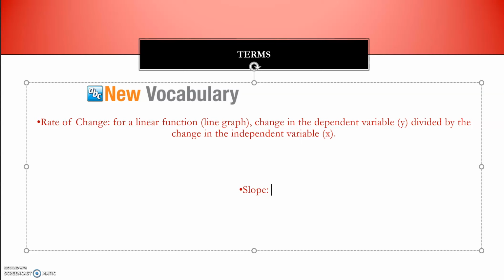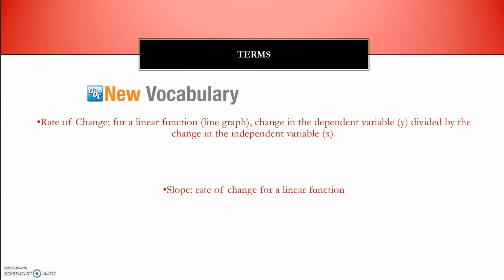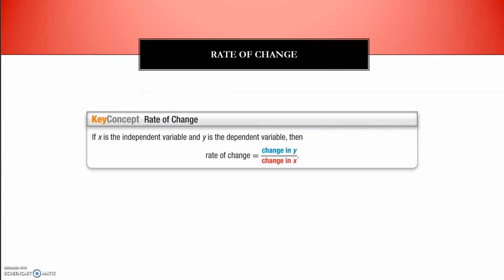Okay, so with that, we are going to use that term because it's a term that you need to become familiar with. However, when we have slope, that is the rate of change for a linear function. So rate of change, our definition there tells you how to find it, and slope is just a specific term we use for the rate of change. Okay, so what does that look like in terms of math? Rate of change equals change in y divided by the change in x.